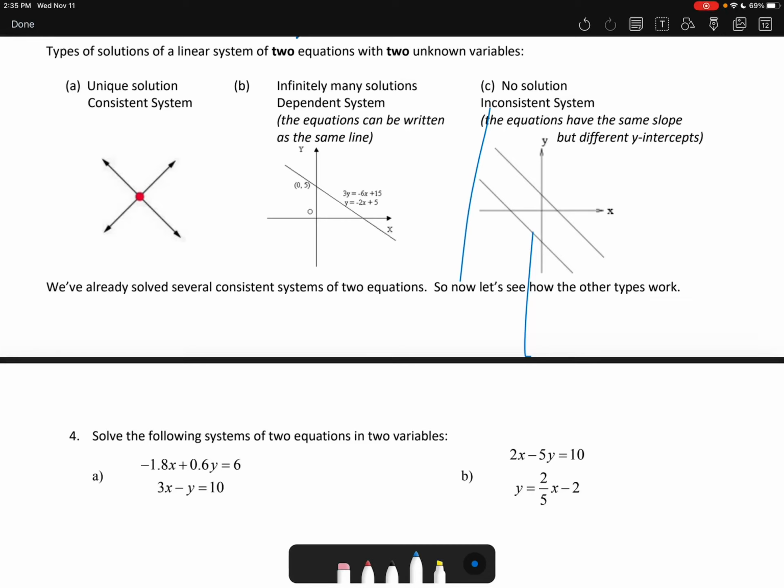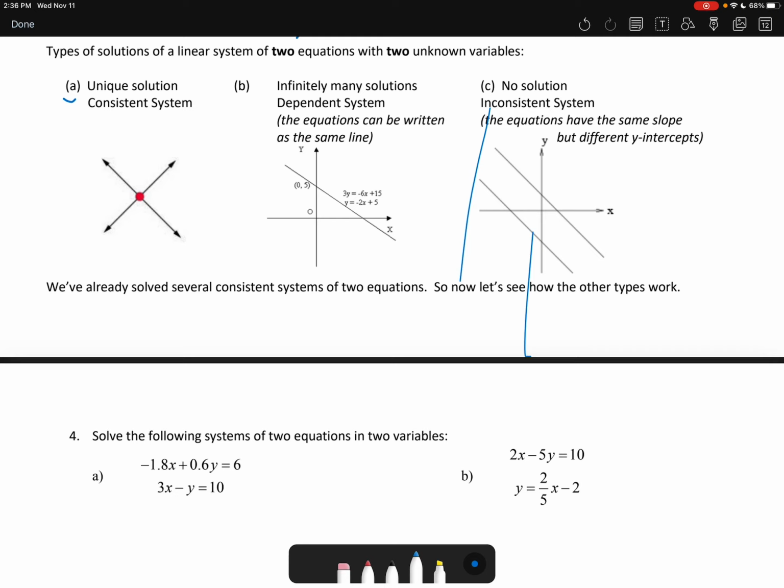Okay, so the last thing we want to talk about in this section of notes is all the different types of answers, of solutions that you can get for a system of equations with two equations and two unknowns. So what we've seen so far is the unique solutions in what's called a consistent system. So that's when you find one point where the two lines cross, and that is your answer to that system. There are two other forms that a solution can take. One is infinitely many solutions, and that's called a dependent system.